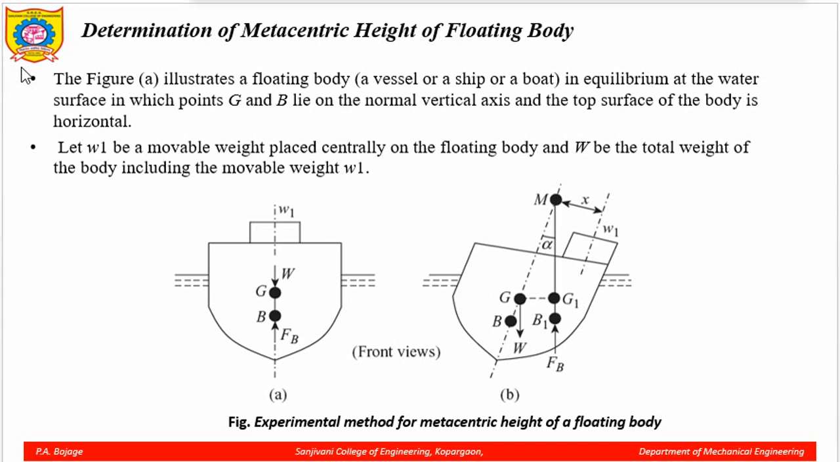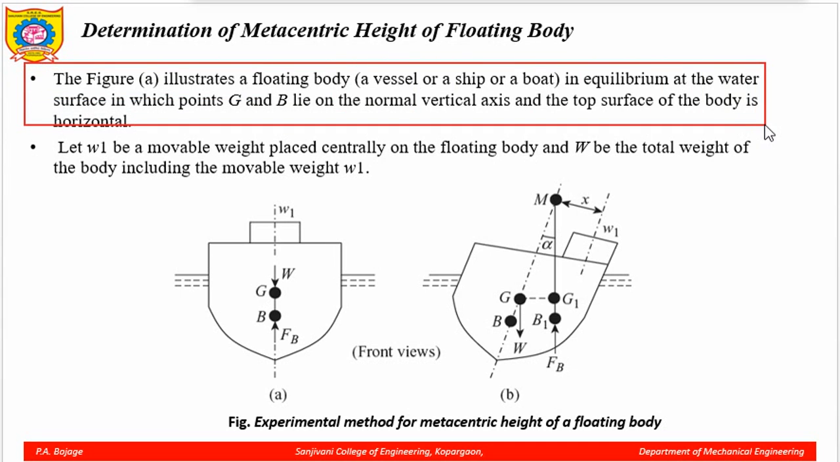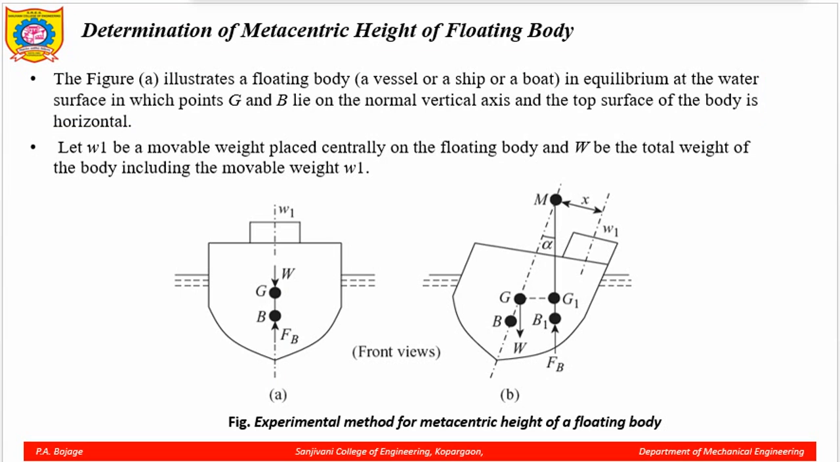Now, as we have discussed in the previous videos, the point of action of weight for any body is the CG point. So, this is the weight of the body acting in the downward direction. Similarly, the buoyant force Fb is acting at the center of buoyancy in the upward direction. Now, assume a movable weight W1 is placed on the deck of a floating body. Assume capital W is the total weight of the floating body or the ship, and W1 is the movable weight.